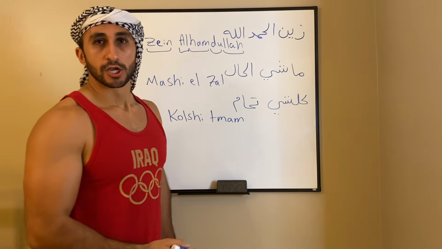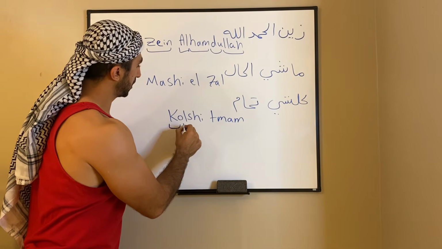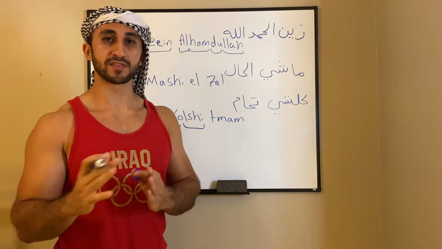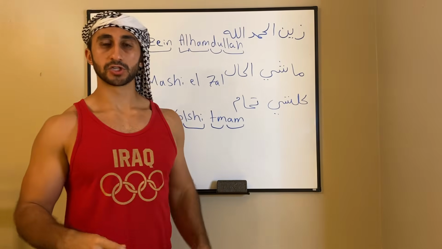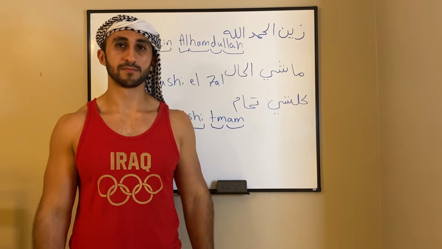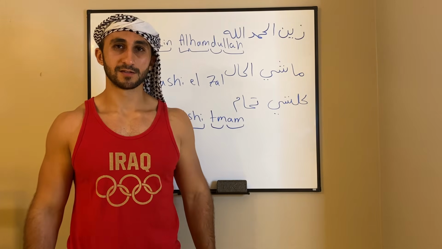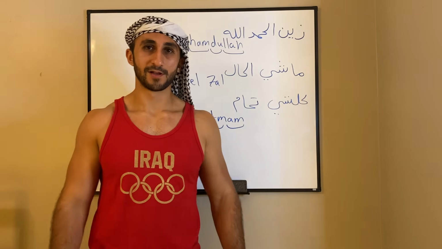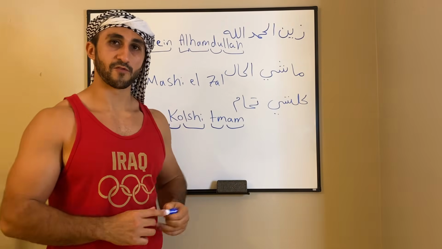Or you would say كل شيء. كل شيء is everything. تمام is good. شلونك رامي? كل شيء تمام. شلونك فاطمة؟ كل شيء تمام. Okay, so these are some of the answers that you could use for how are you.